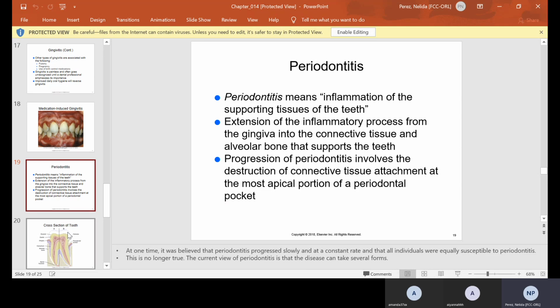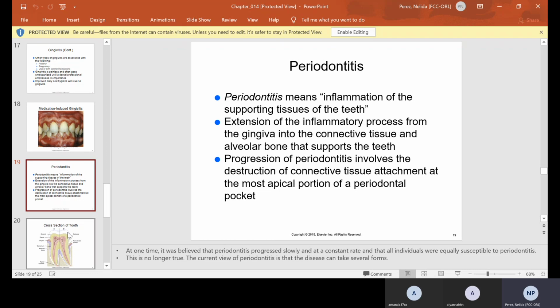Progression of periodontitis involves the destruction of connective tissue attachment at the most apical portion of a periodontal pocket. At one time, it was believed that periodontitis progressed slowly and at a constant rate, and that all individuals were equally susceptible. This is no longer true. The current view is that the disease can take several forms.